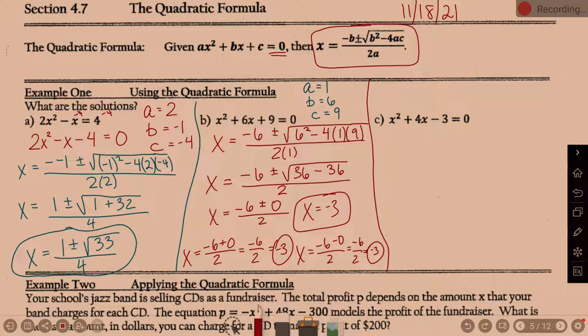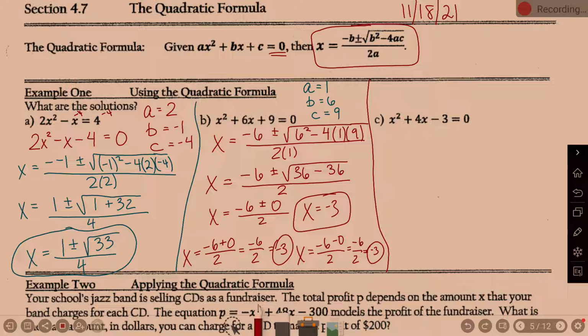Okay, let's try C. X squared plus 4x minus 3 equals 0. Again, you could check product and sum. Not going to happen though. You can't get the number. It seems like it should work, multiplying to be negative 3, adding to be 4, but you can't get the signs to work out for it. So, what's the first question? Does it equal 0? Yes. It does equal 0.